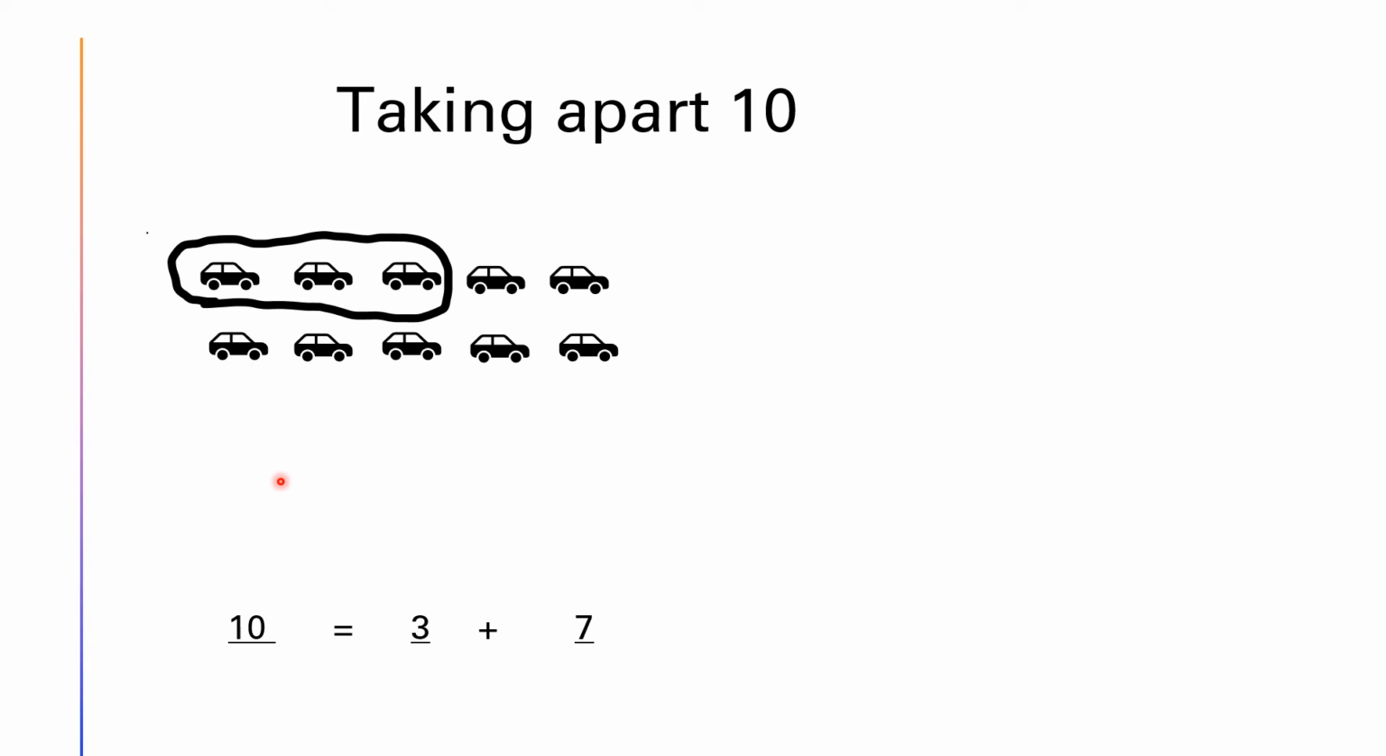Now we're ready to write an equation. Remember, we're starting with the whole equals part plus part. The whole is 10 cars altogether equals 3 cars in the circle plus 7 cars outside of the circle. Nice work, kindergarten. Let's do one more before you start your packet work.